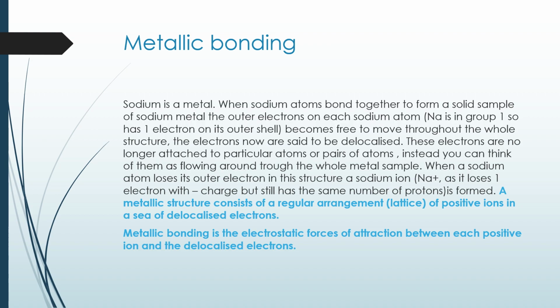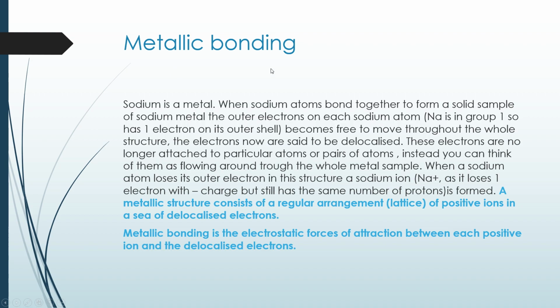To give an example, sodium is a metal. When sodium atoms bond together to form a solid sample of sodium metal, the outer electrons on each sodium atom, as you remember, sodium is in group 1. Hence, it has one electron in its outer shell. Only one. So this electron becomes free to move throughout the whole structure. The electrons now are said to be delocalized. Okay, this word is important.